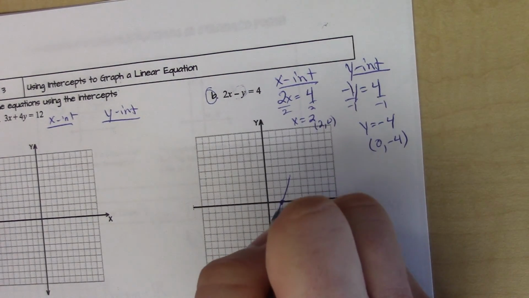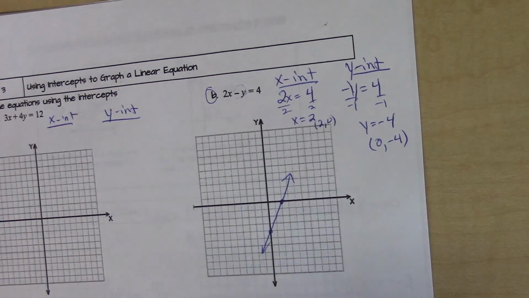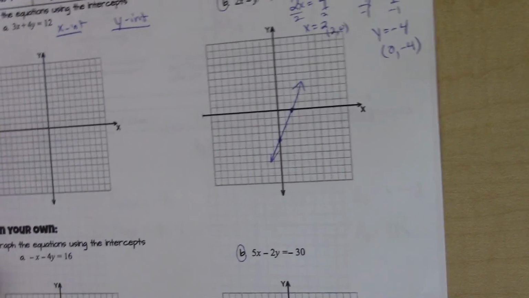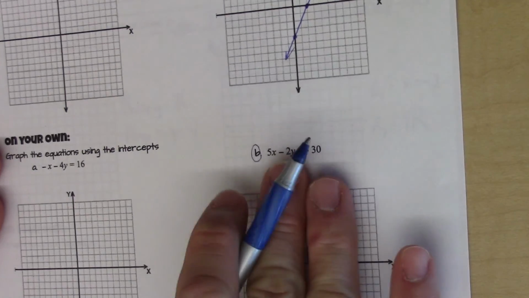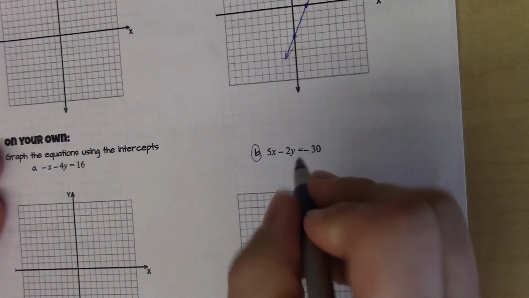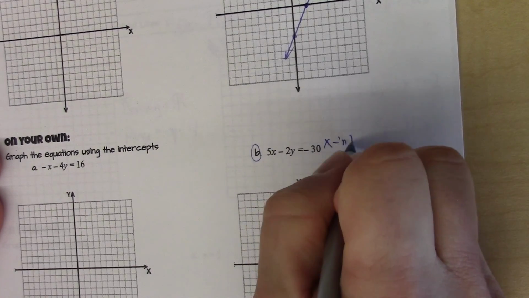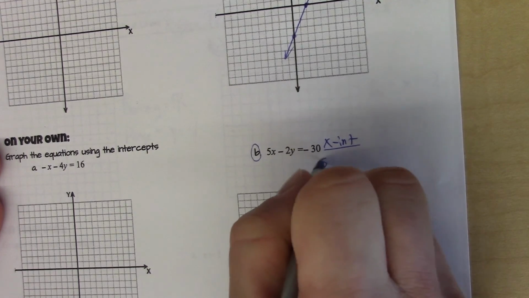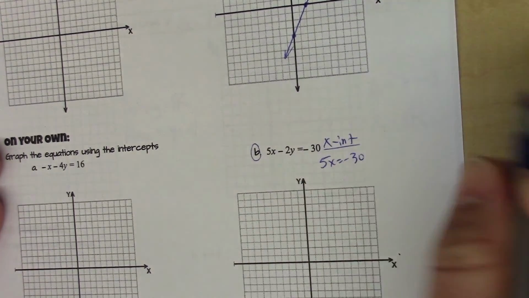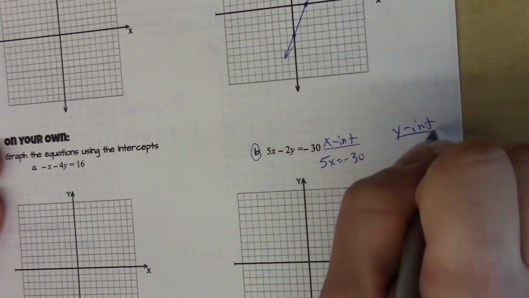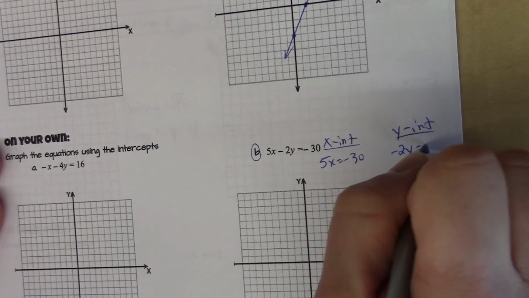And boom, we're all done. That's it, that's the graph, okay? I'm going to have you guys do A and B, but I want you to see something here that's a little different. So again, when I set for my x-intercept, I get 5x equals negative 30. For my y-intercept, I get negative 2y equals negative 30.